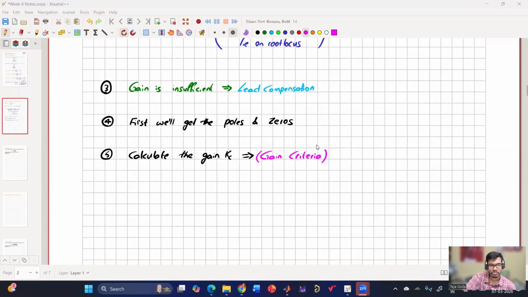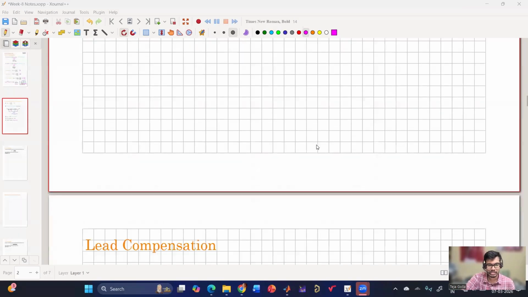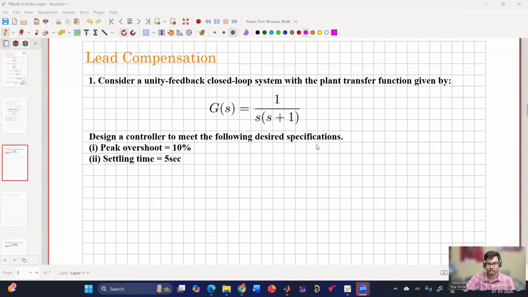So now using this step-by-step guideline, let us first solve one problem. Here I have given a plant transfer function G(s) equals 1 by s into (s plus 1). I have asked to design a controller to meet the following desired specifications. Because these are transient-based specifications, we know that we have to do the lead compensation design.